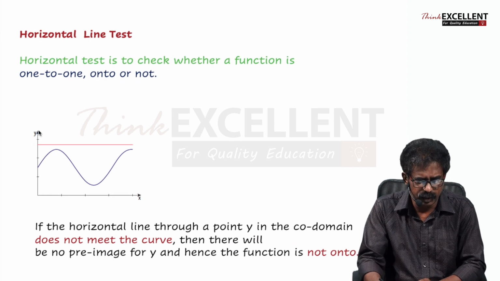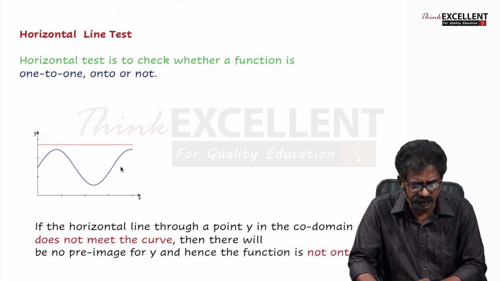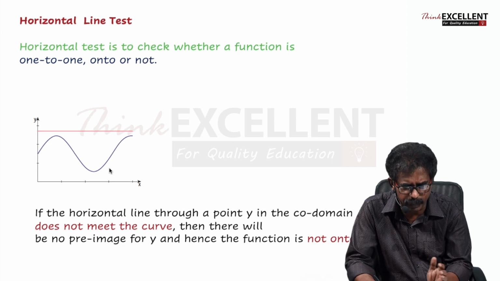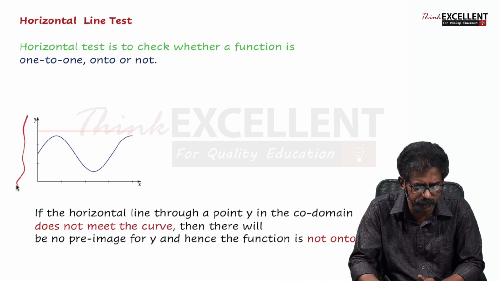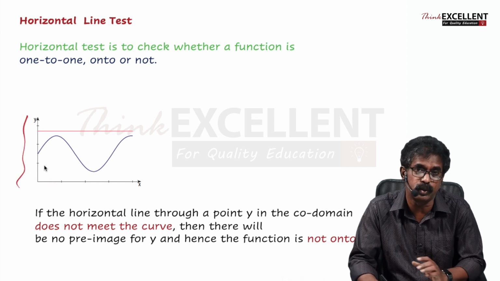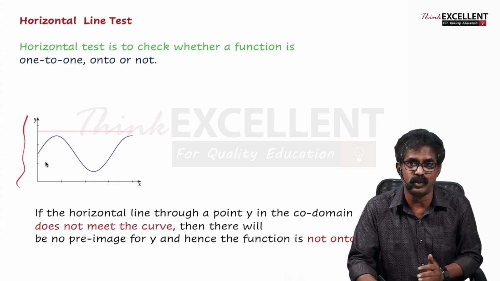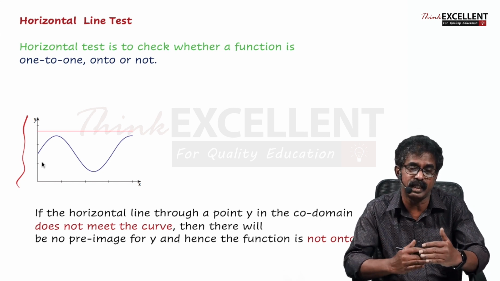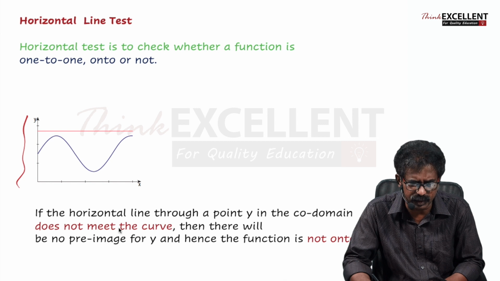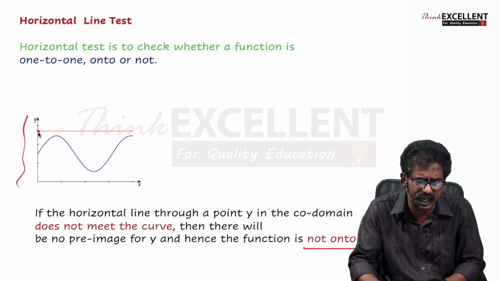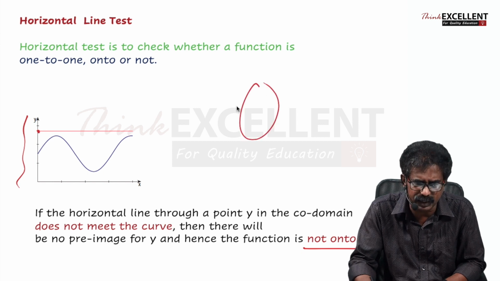See the first one. This is a given curve. In the codomain you draw a horizontal line. This is the codomain. In the given codomain, you draw the horizontal line. Don't draw somewhere else and say, sorry, not cutting. No, in the given codomain, in the range only, in that part only, you have to draw the horizontal line. So if it does not meet the curve, that means it is not onto. Meaning some of the elements in the codomain have no pre-image. Few elements have pre-images and few elements have no pre-image.